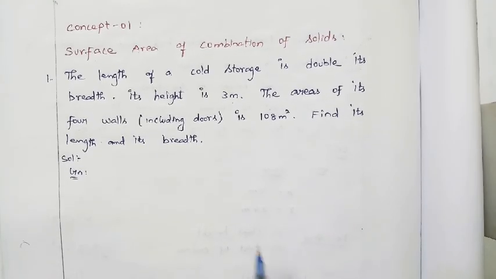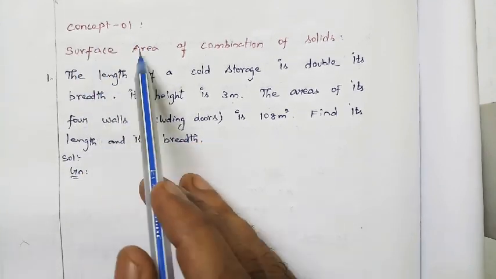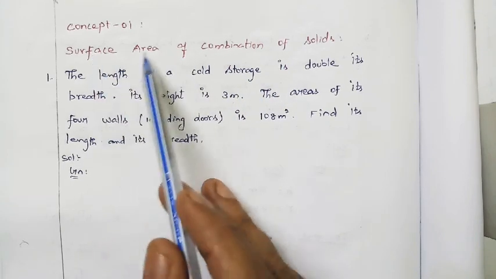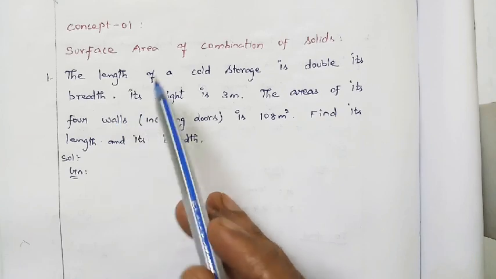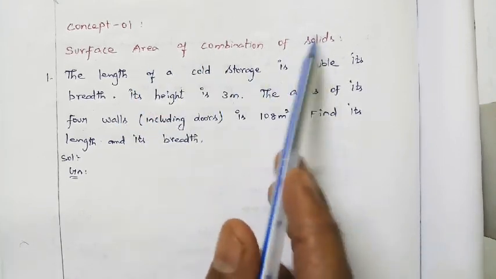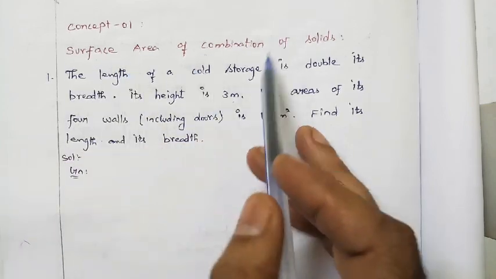Hi students, today we are going to see concept 1. The first concept is about the surface area of a combination of solids. Surface area is of two kinds: one is lateral or curved surface area, and the second is total surface area. A combination of solids means more than one solid, and we are going to find the surface area of more than one solid.